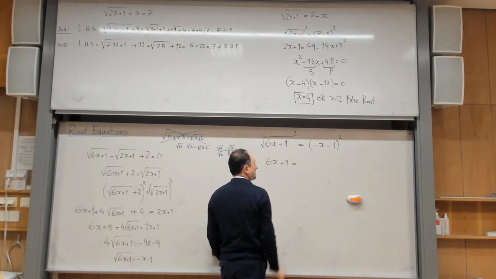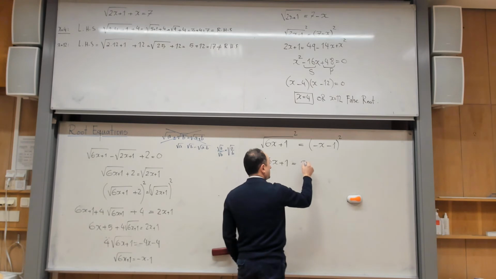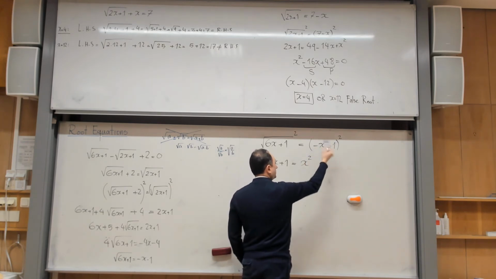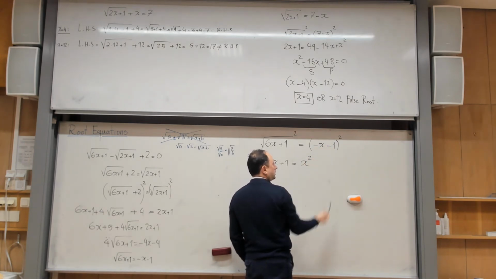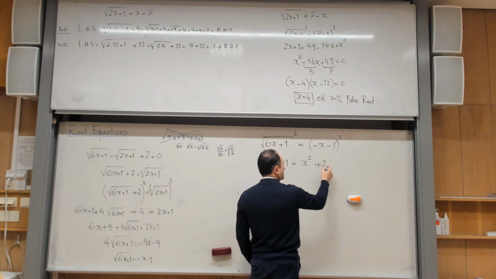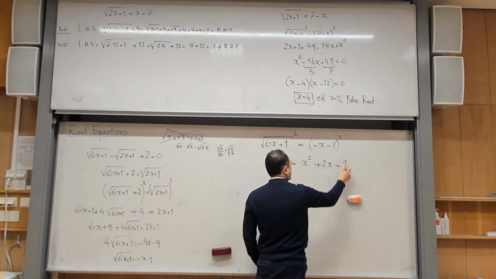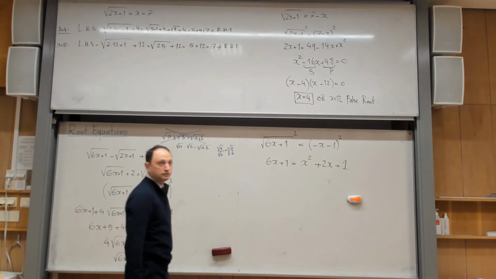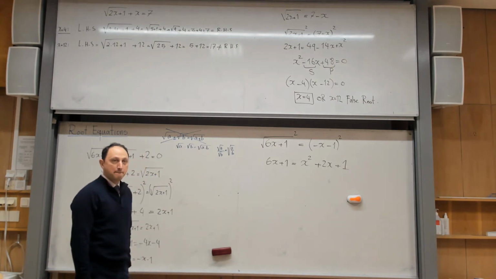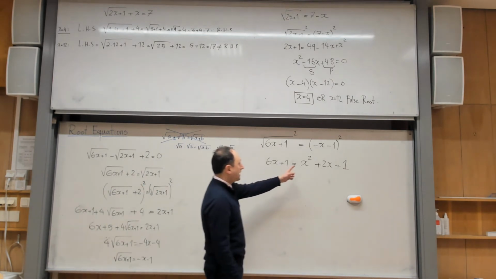What happens for the right-hand side? The first one squared is positive x squared. 2 times the first one times the second one, both of them are negative. When I multiply, it becomes positive. And then it's 1 to the power 2. Agree? Okay? So this is a quadratic equation.